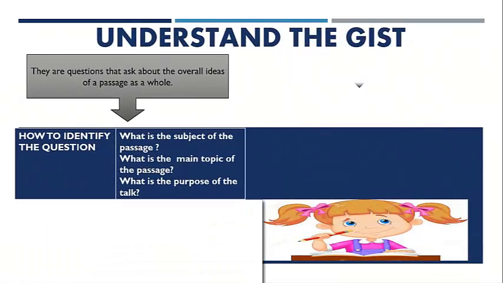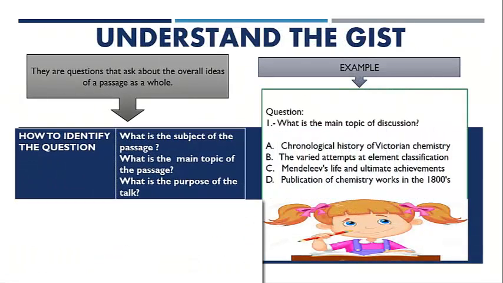Understand the gist. These are questions that ask about the overall ideas of a passage as a whole. They ask about the subject, topic or main idea, and what overall purpose the passage serves. You can identify these questions with the following questions. What is the subject of the passage? What is the main topic of the passage? What is the purpose of the talk?